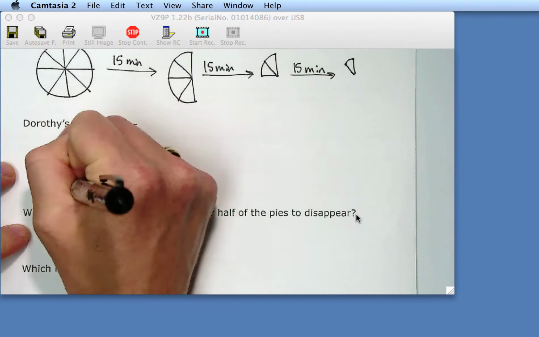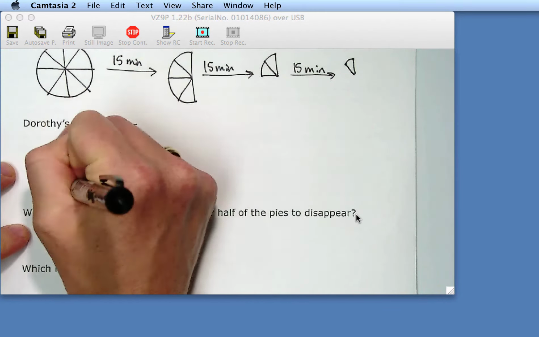All right, so this rhubarb pie, after 1 day, 4 pieces remain. Another day goes by, and 2 pieces remain. 1 more day, and just 1 piece remains. So my question to you now is, what is the amount of time required for half of the pies to disappear? Is it the same for the pies?